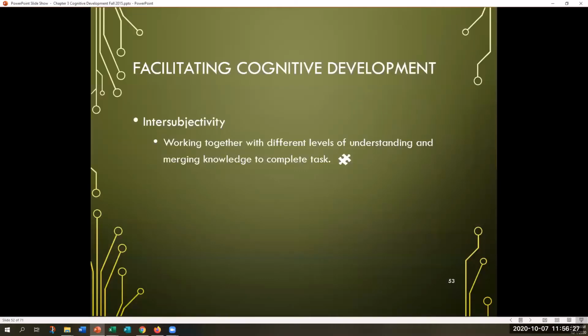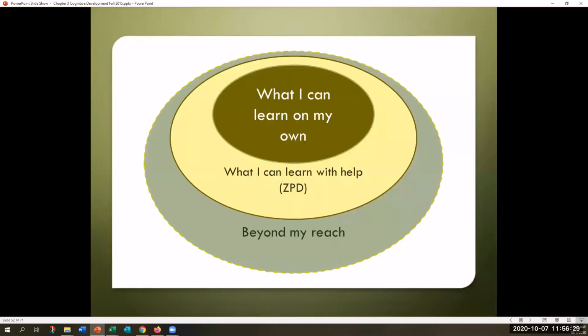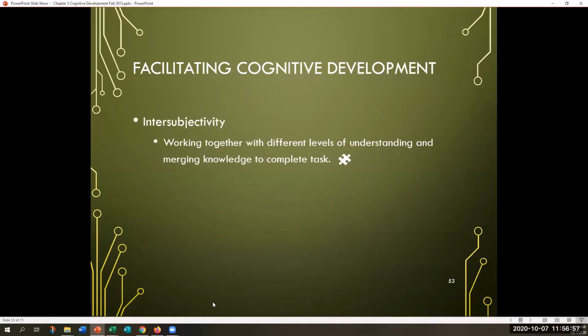So when you look at this visually, you have this image here where in the middle you have what they can learn on their own, then what they can learn with help, and the information that's beyond their reach. And so they need to have someone to help them move this information beyond their reach to that which they can learn. And the way that this occurs is through several different ways.